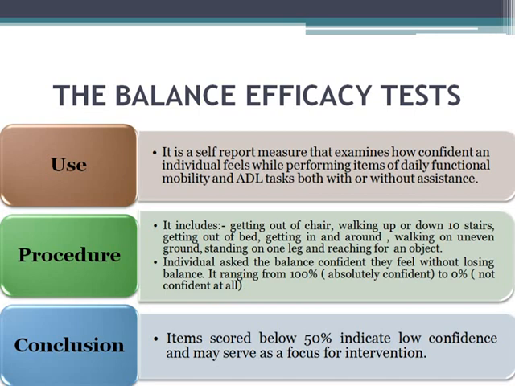Procedure: it includes daily activities like getting out of a chair, walking up and down stairs, getting out of bed, getting in and around, walking on uneven ground, and standing on one leg and reaching for an object. The individual is asked how confident they feel about not losing balance. It ranges from 100% to 0%: 100% is absolutely confident, and 0% is not confident at all.